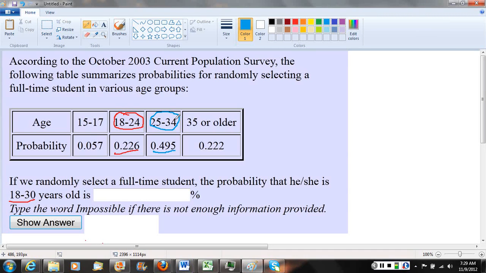How are we going to answer that WAMAP question? Well, here's the information we need. It says type the word impossible if there is not enough information provided. So that's what we're going to need to do. We're going to go ahead and in our answer block type in that word impossible because there's not enough information on this table to answer this question.